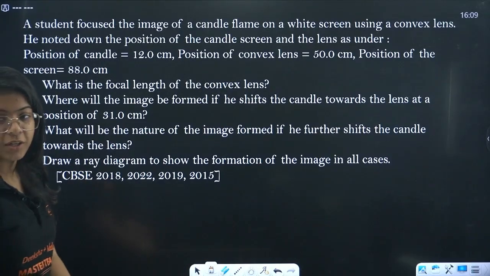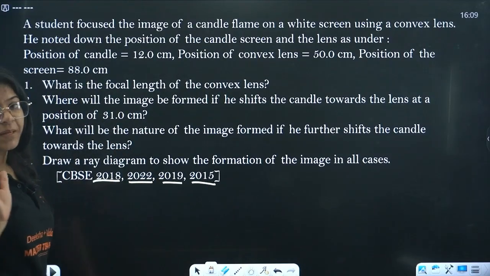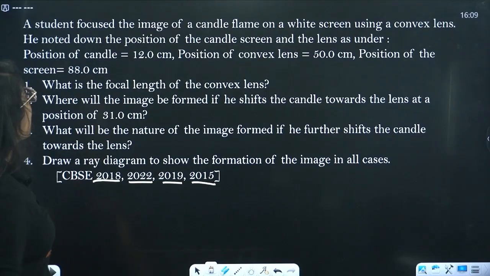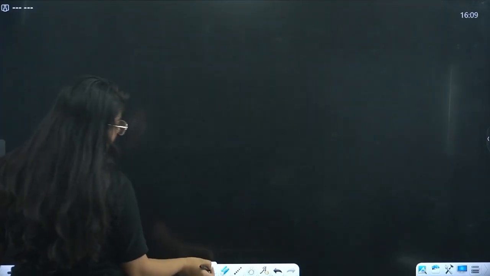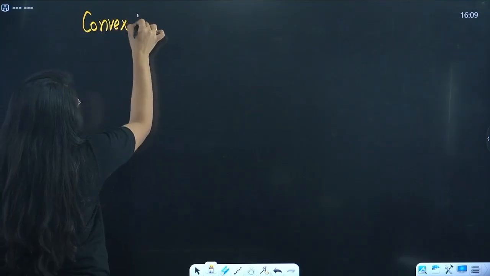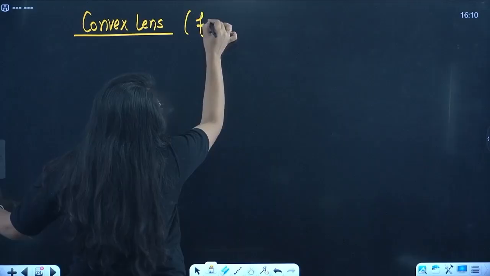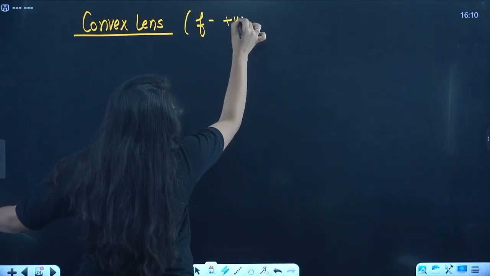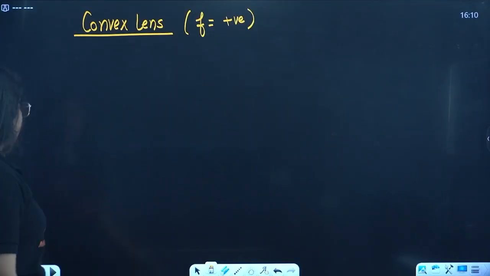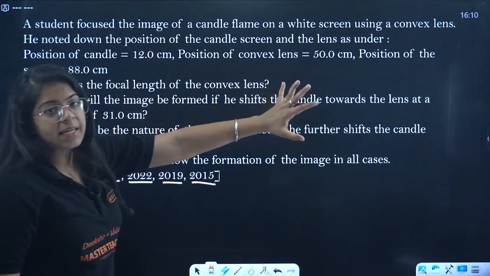Okay, next question we have, beta. Oof, a big question, and it has come in 2018, 2022, 2019, 2015. Big stakes, high stakes. Focus. A student focused the image of a candle flame on a white screen using a convex lens. The very thing we will write down is that a convex lens is given, whose focal length is positive. Next, he noted down the positions of the candle, screen and the lens as under.